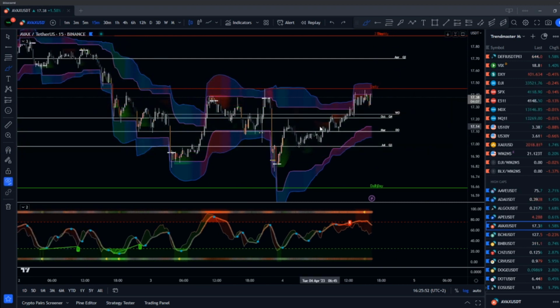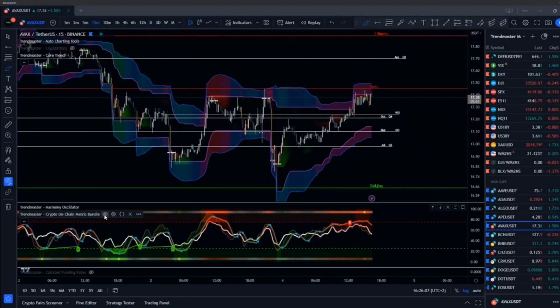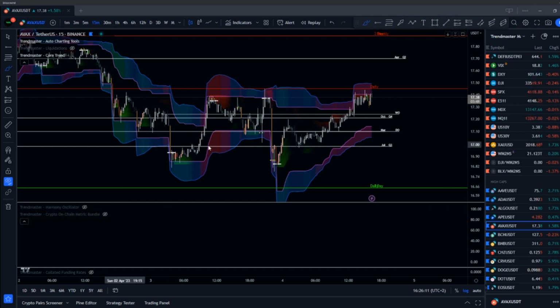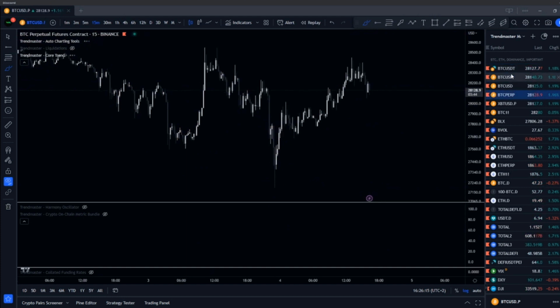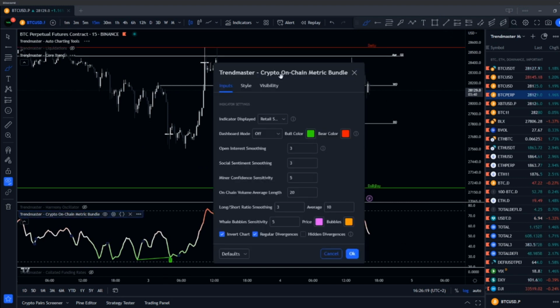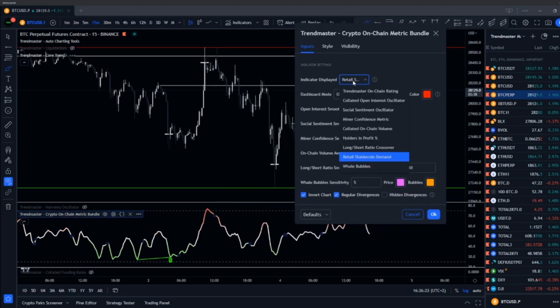This is just a nice little combination of tools that I use quite a bit. One of the things that helps me a lot, specifically with stuff like core trend, or with the oscillator too, is double checking my bias using stuff like the harmony oscillator or the on-chain metric bundle. One of the best ways to use it, and I'll go back to Bitcoin for this, is there's a combination of tools that are really successful and really work.